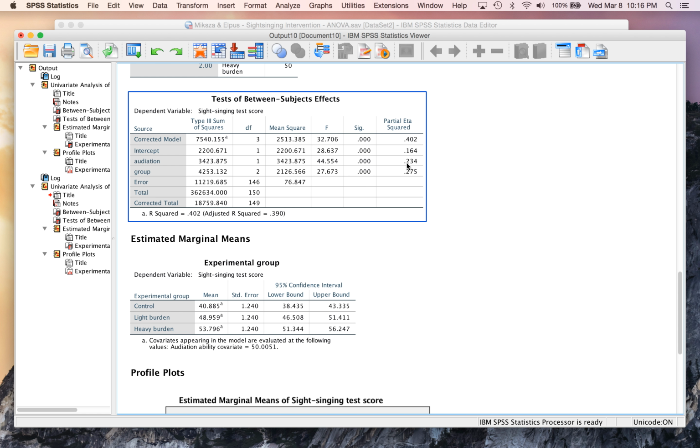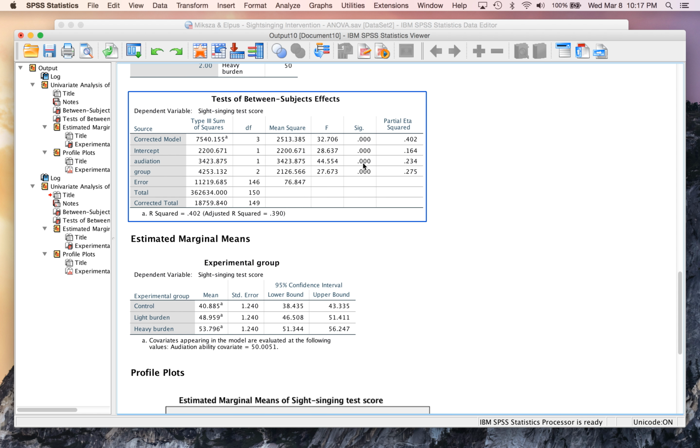That's the basic way you can interpret a partial eta squared value, according to percentage of variance shared. You can also interpret this as a moderate to large effect, given various rules of thumb. And then we would look at our source for group, and we see that the grouping factor is also a statistically significant factor, with an eta squared value of 0.275, which is also moderate to large, and we're explaining about 27.5% of the variation in test scores with the grouping factor.